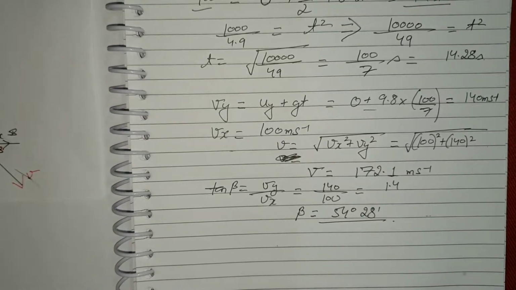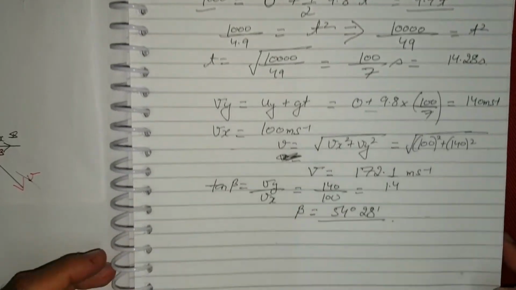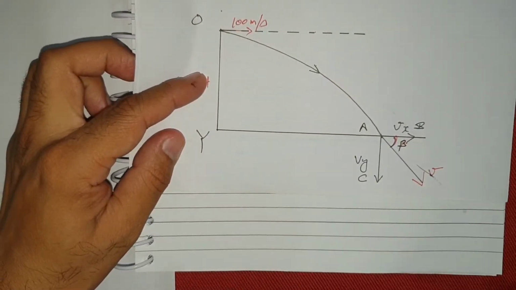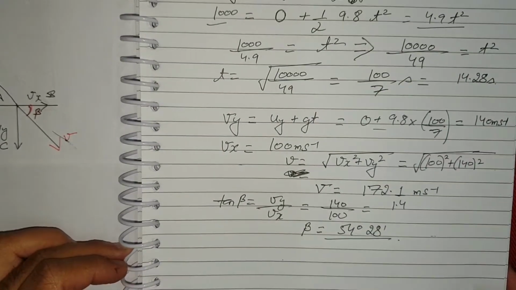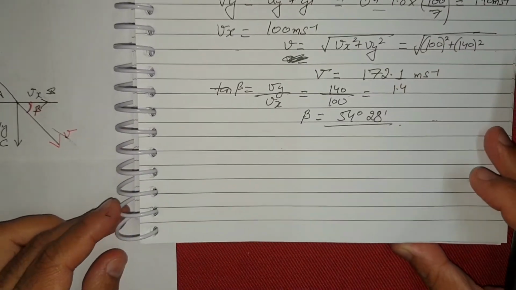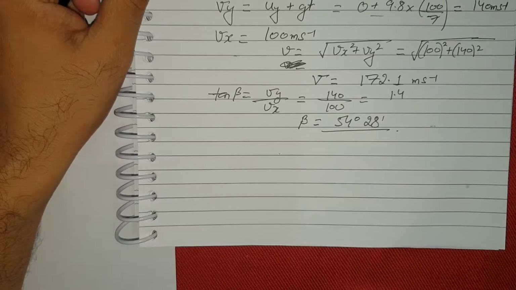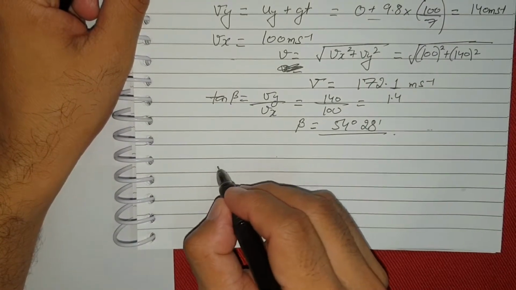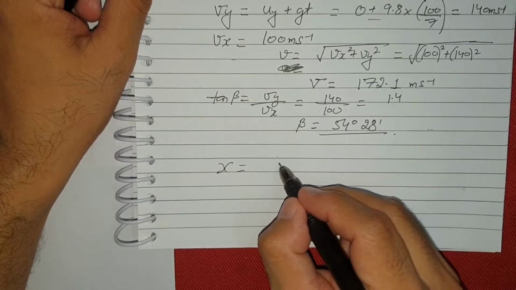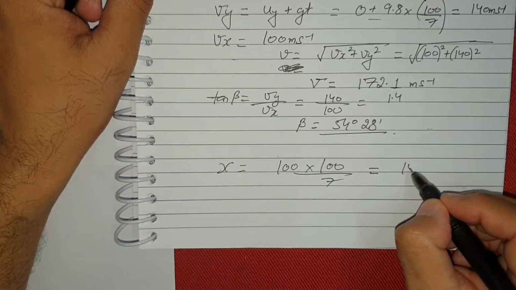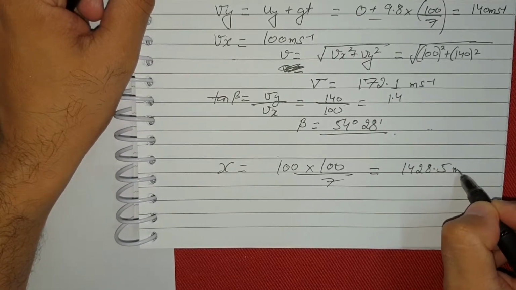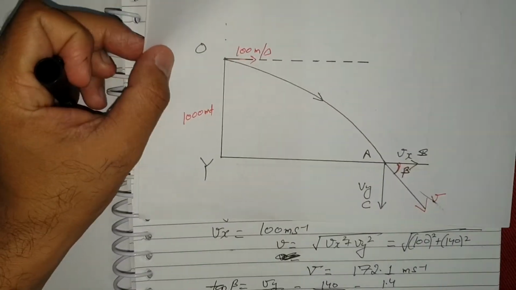Now, the third part, the distance of the target. This is an easy part. Distance of the target means you have to find this horizontal distance. What was the horizontal speed? It's 100 meter per second. Time taken was 100 by 7. So the distance of the target is basically the horizontal distance, which is 100 into 100 by 7, and that comes out to be 1428.5 meter. That is the distance of the target, meaning this distance.